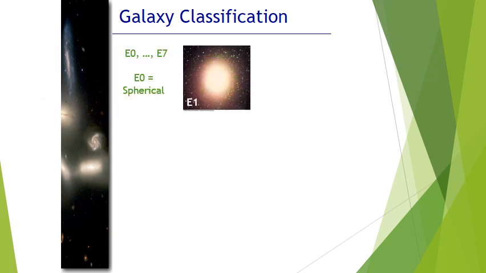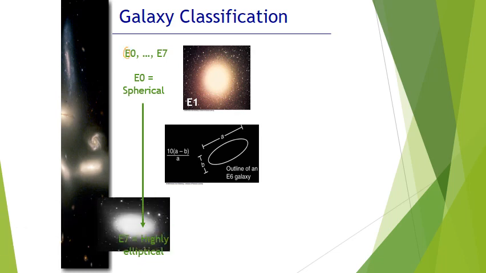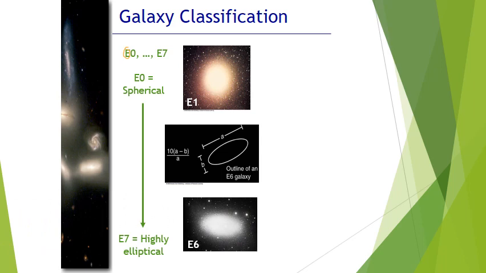So some galaxies are considered to be elliptical galaxies, some being more elliptical or more oval than others. So elliptical galaxies are classified with the E, but then they also go from anywhere from 0 to 7, 0 being the most spherical, the most round, to 7 being the most out of round.